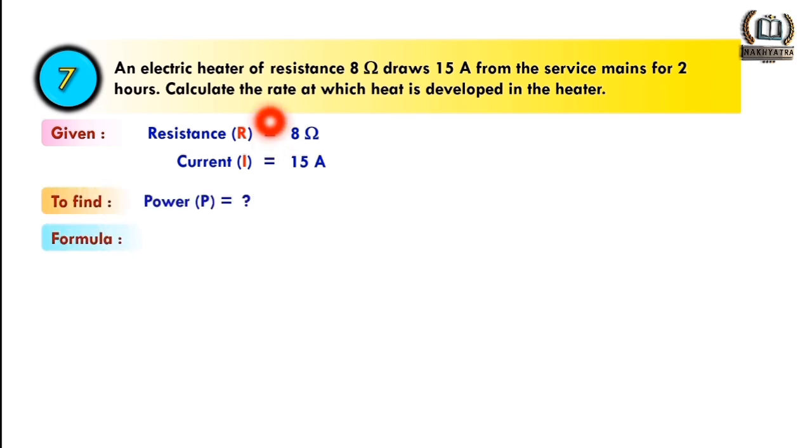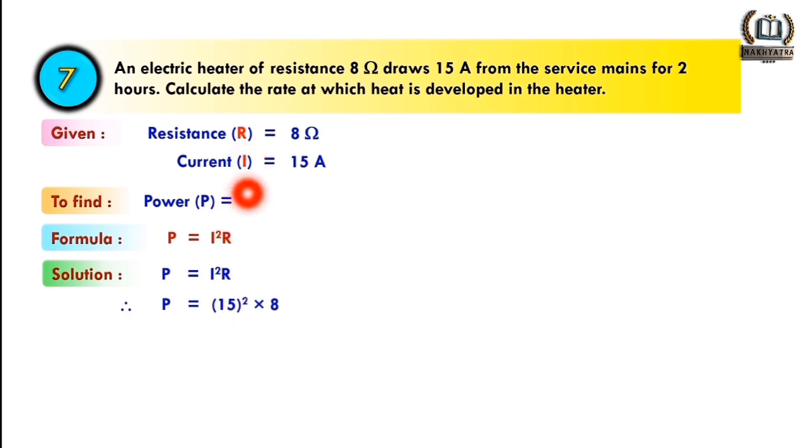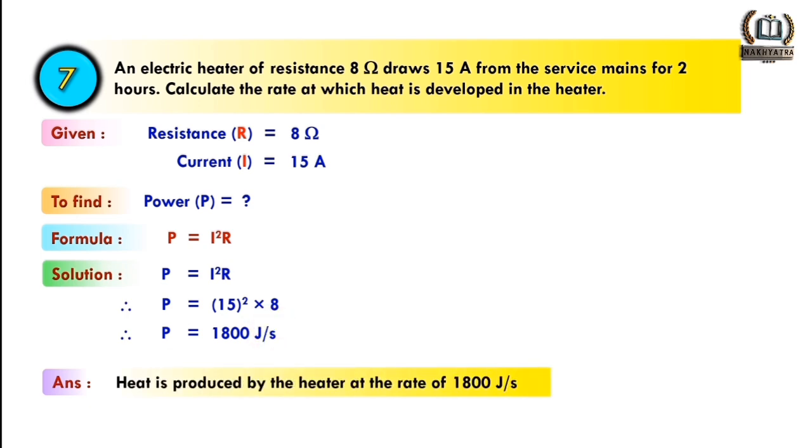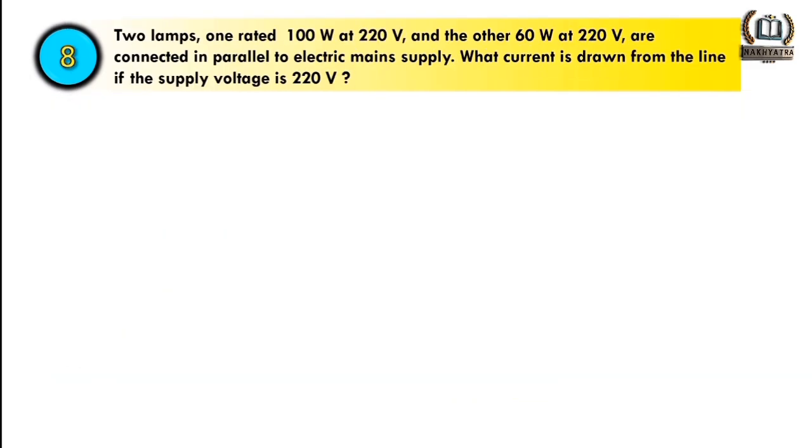So from here we can use the power formula P equal to I square into R. Now see here, P equal to I square into R. So we know the value of I and R, that is 15 into 8, right? So 15 square into 8, by calculating it we will get power equal to 1800 joule per second. So the heat is produced by the heater at the rate of 1800 joule per second. Clear everyone?